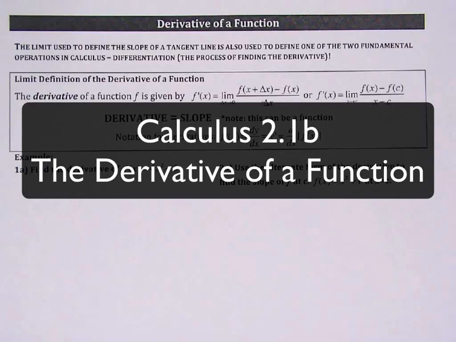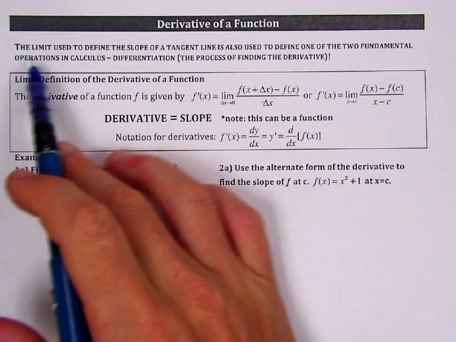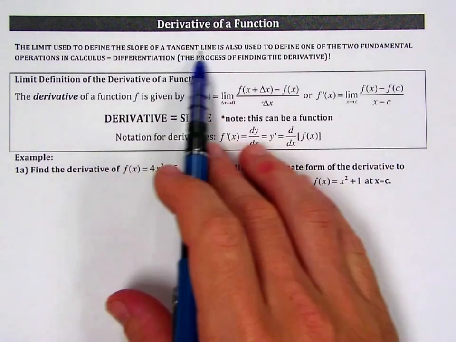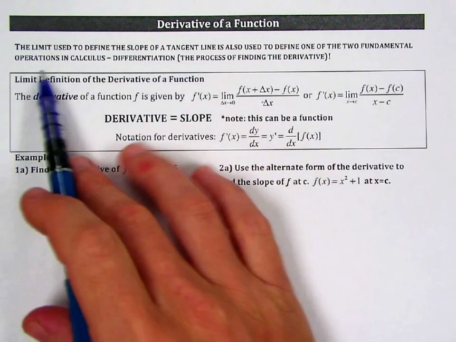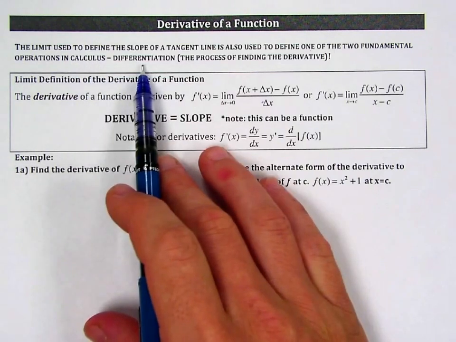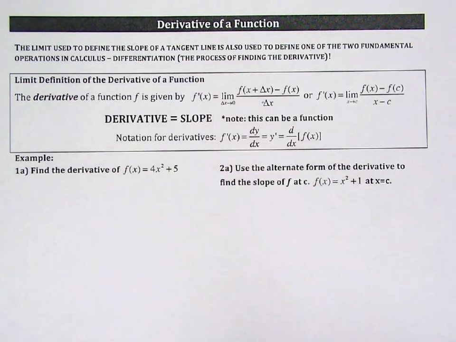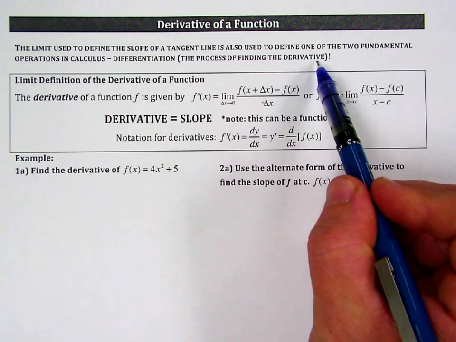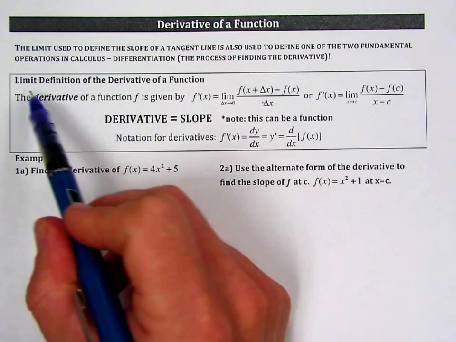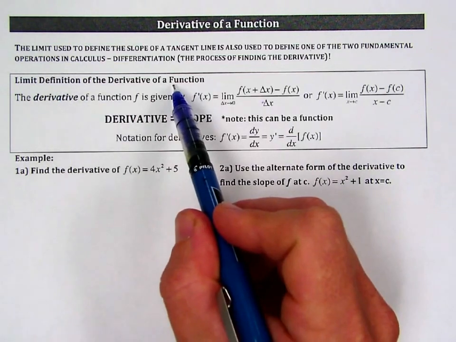Next, we're going to talk about the derivative of a function. So the limit used to define the slope of a tangent line is also used to define one of the two fundamental operations in calculus, and that is differentiation, which is the process of finding the derivative. So let's look at the limit definition of the derivative of a function.